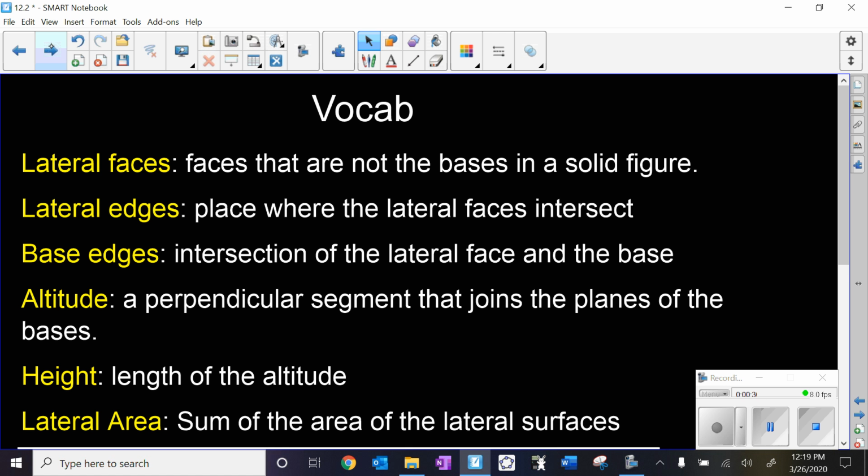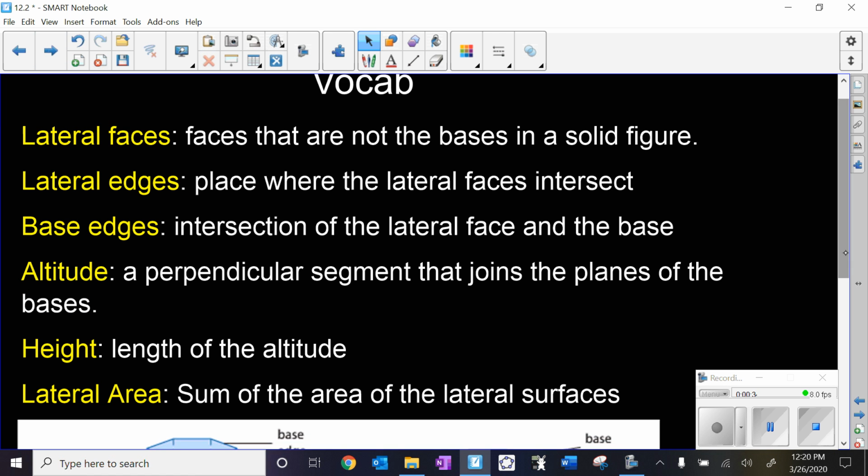So there is a ton of vocabulary that goes with this section. You'll want to take some time to write it down. A couple things that I want to point out when we're dealing with this. One is lateral area. Okay, the difference between what is lateral area and what is total surface area. Lateral area is the area of the lateral faces. So it's every face but the bases.